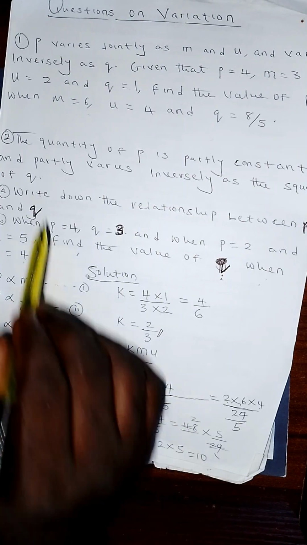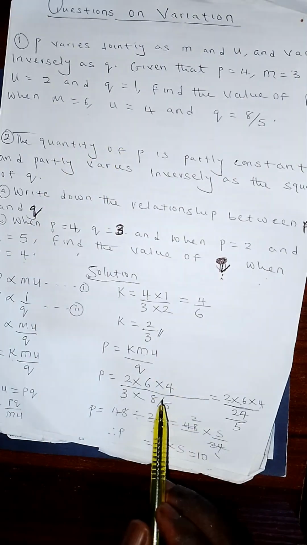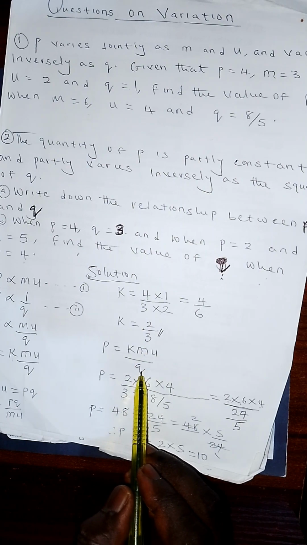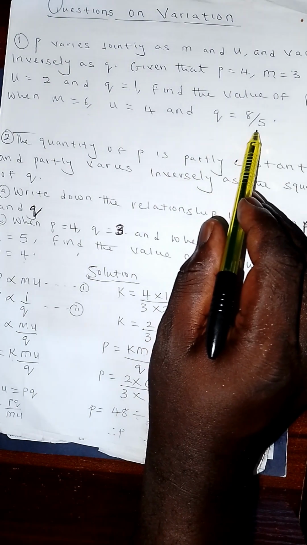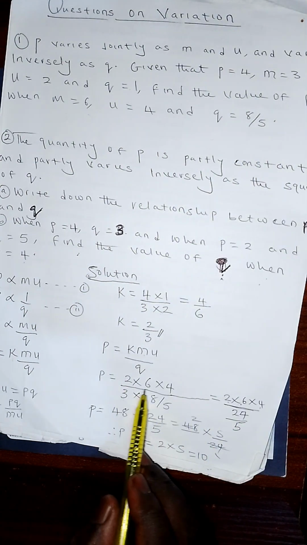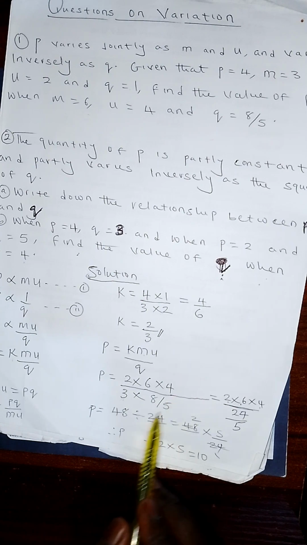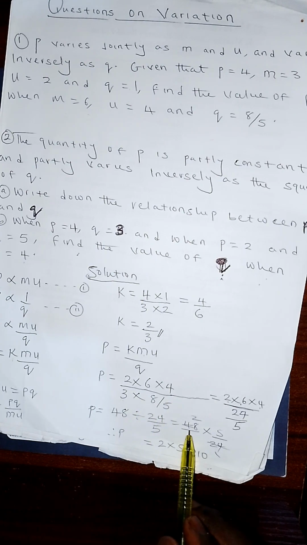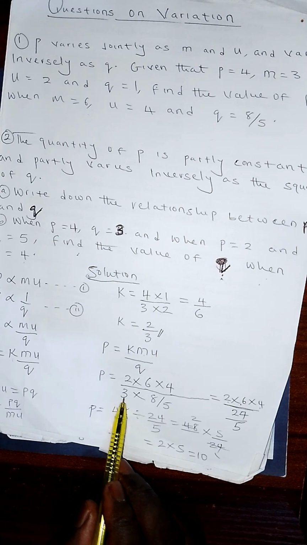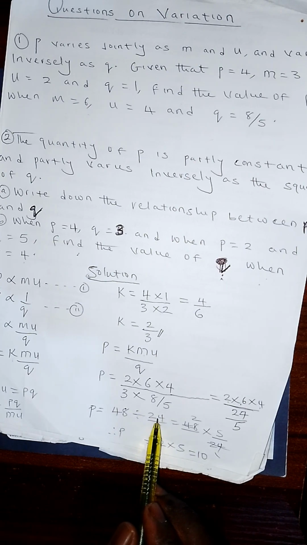And then I said 4. Look at it here now. That's 4. And then we come down here. What's our q? Our q is given to be 8 over 3, 8 over 5. And then by the time you work on that, 6 times 2 times 4, automatically that will give you 48. 48. But do not forget that 3 times 8, that's 24.